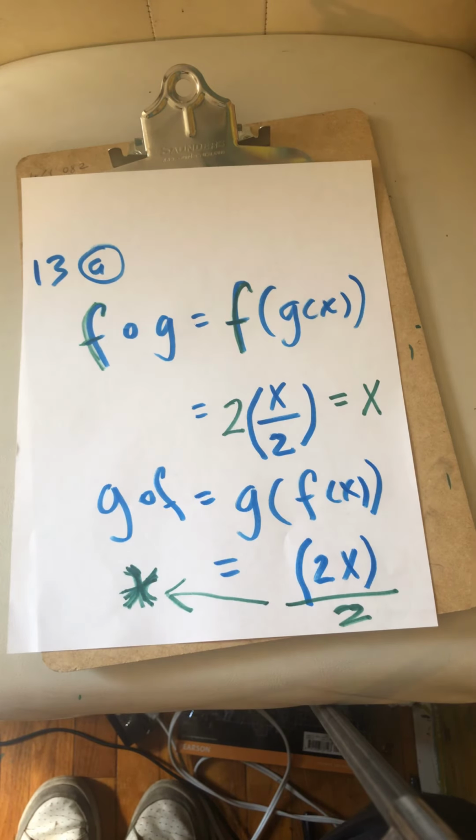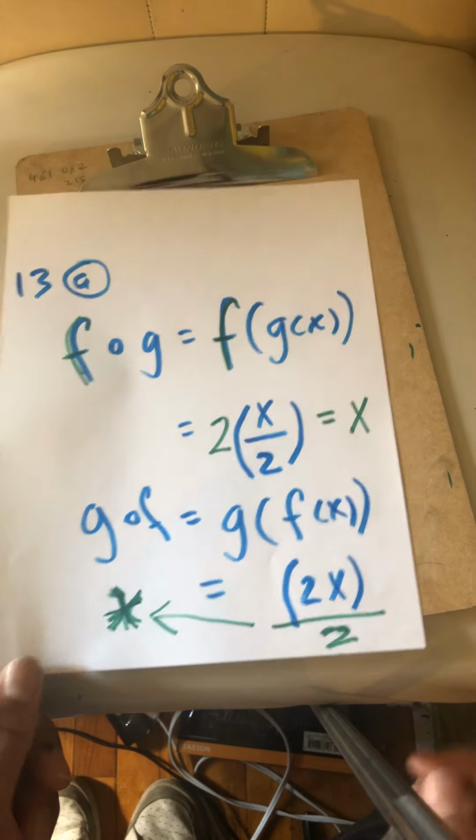So f composite g gives you x. G composed with f gives you x also. So what's your conclusion? F and g are inverses of each other because when you compose them in both directions, you got the identity function.